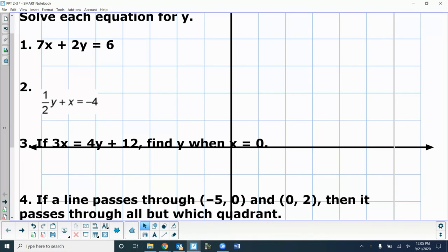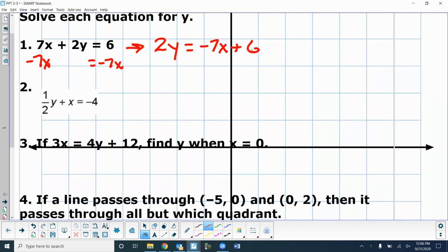All right. So first thing we do is what, Mary? We're going to solve for y. So we're going to subtract the 7x. So we get 2y equals negative 7x plus 6.